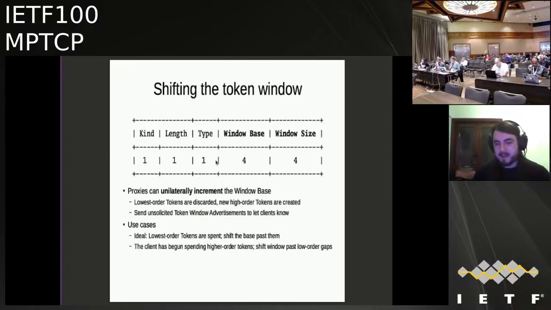Proxies can unilaterally increment the window base, so clients don't have to put in window requests in order to get more tokens. For example, if the client has spent its first 10 tokens, the proxy is free to shift the window 10 positions to the left. Also, if the client ends up spending higher tokens, the proxy can decide to shift the window past the gaps it has left in the token space, so as to not create any problems and to generate new usable tokens for the client. Next slide, please.